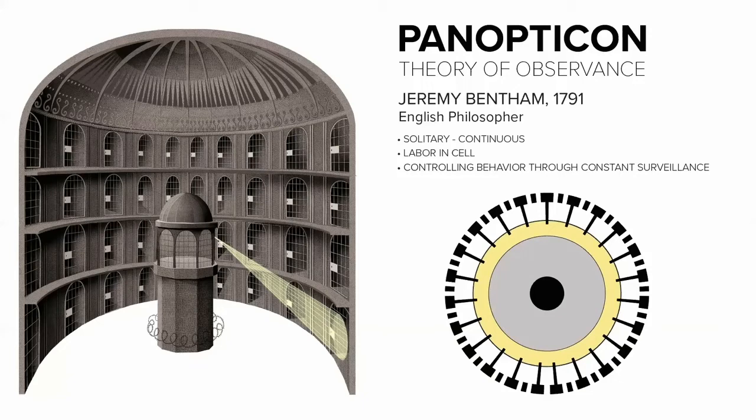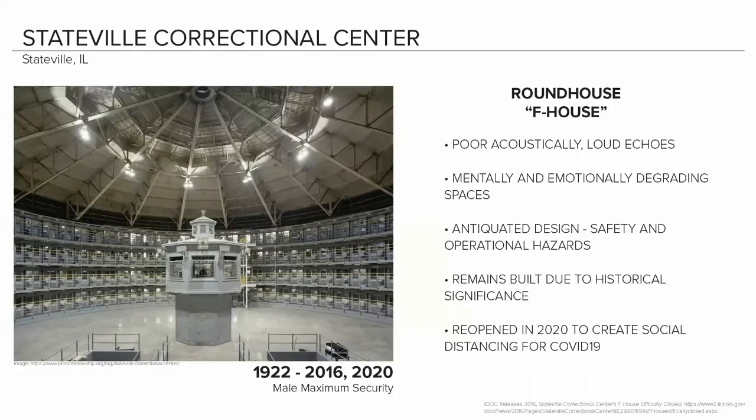This model was based on continuous solitary confinement, labor in the cell, and controlling behavior through constant surveillance. As you see in the floor plan here, and the image to the left, there's a guard in the tower, but those incarcerated don't know if they're being watched or not, but the possibility that they are controls their behavior. The panopticon was first realized in the United States in 1922 at the Stateville Correctional Center in Stateville, Illinois. This was called the Roundhouse or the F-House.